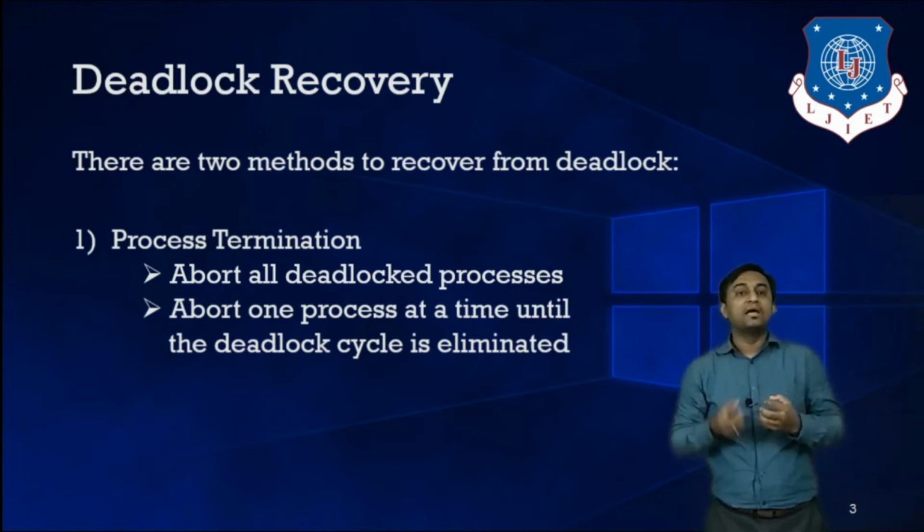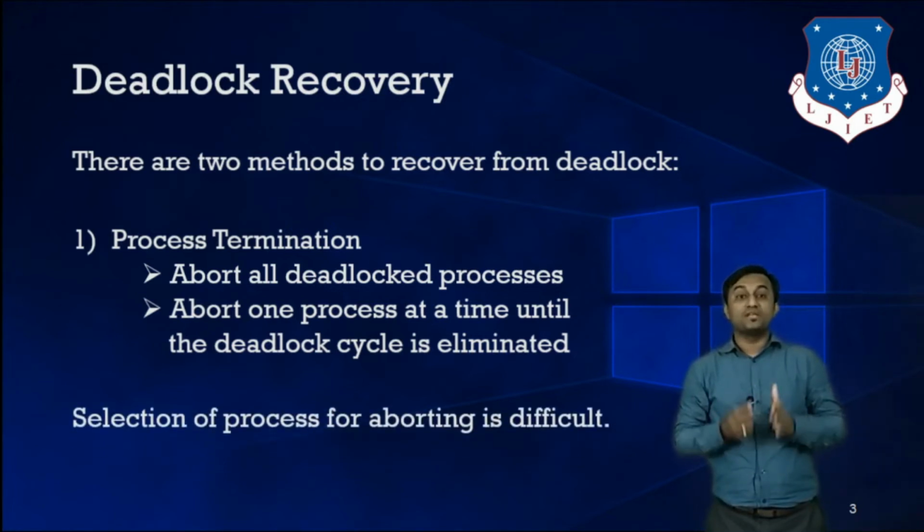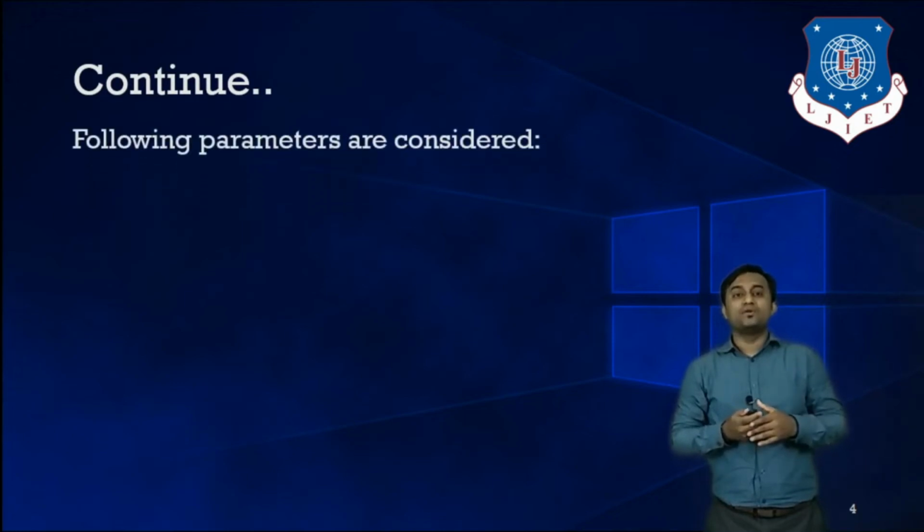So that selection is very important to decrease the overhead and the cost as well. How can we pick the victim process, or one process, through which we can minimize the cost and the overhead? There are various ways to do this. Selection of a process for aborting is a difficult task, but how can we do it? There are the following parameters that we need to consider to select one process for aborting.